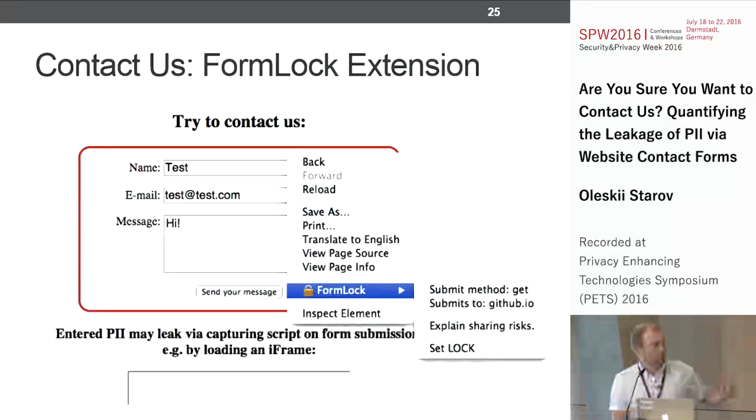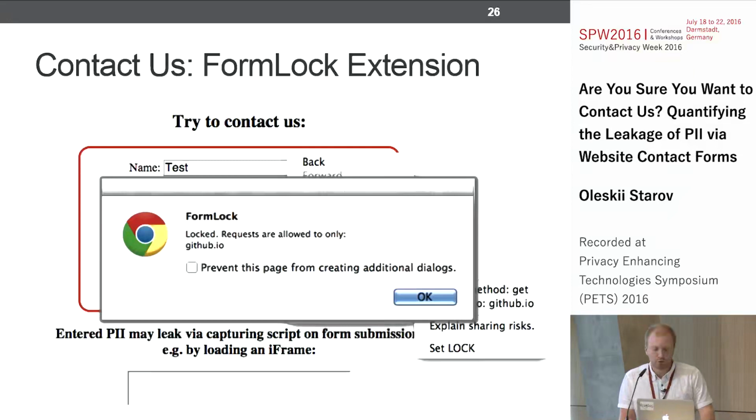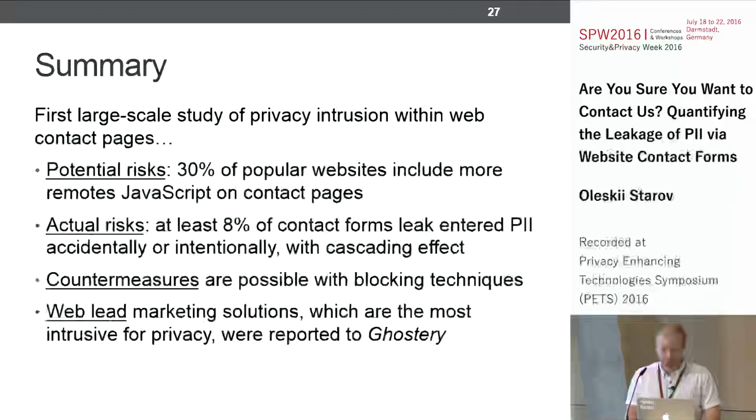So on our demo page, we can see how it works. Basically, this form now is marked with red borders because it's leaky, and the user can find out why it's leaky: because it's submitted with the GET method, and it submits to another third-party domain that differs from the website the user is visiting right now. And the user can lock the form and submit this form in private. Upon releasing the lock, you will see statistics on how many third parties were actually blocked.